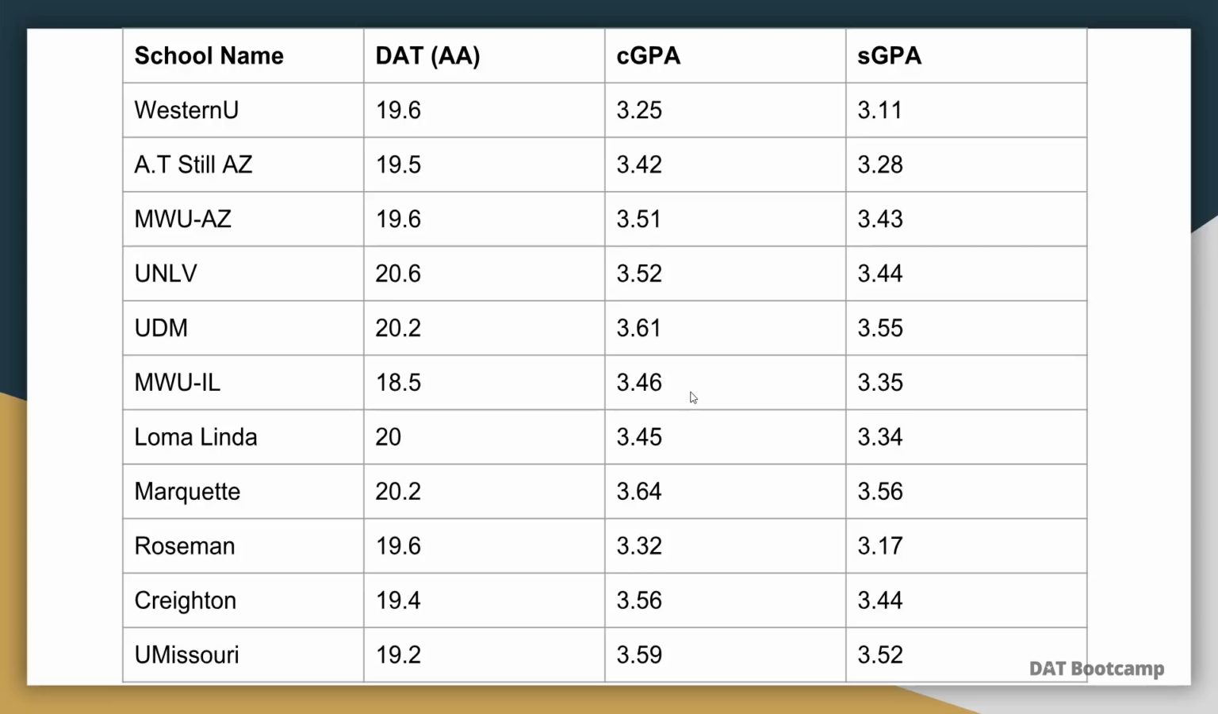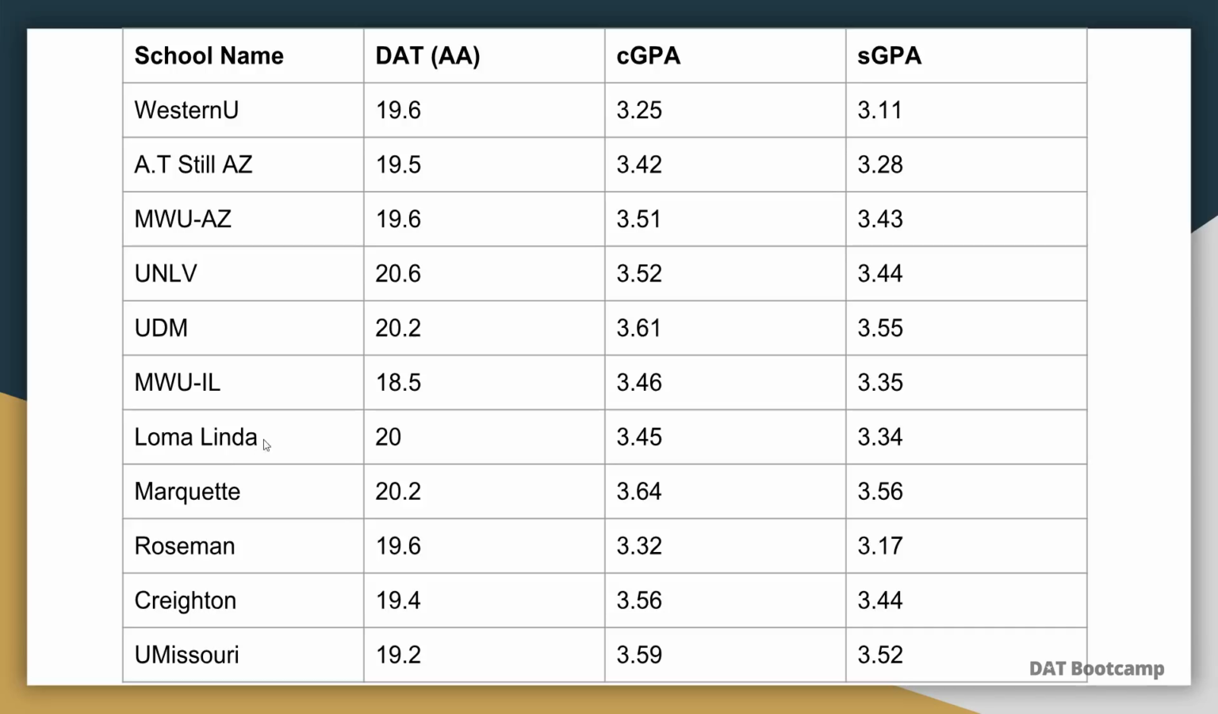So we can go through Western University. Although it has a higher academic average than his, the GPAs are lower. Same thing with A.T. Still. We're trying to get as close to his academic averages as possible. Midwestern University, University of Nevada, Las Vegas offers in-state tuition after first year. It will be one of his reach schools along with the University of Detroit Mercy. Midwestern University in Illinois is as close to his academics as we can get.